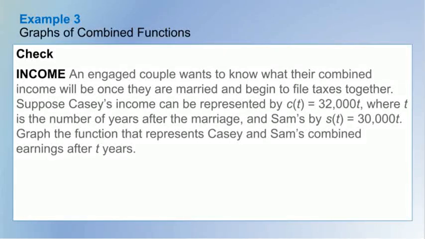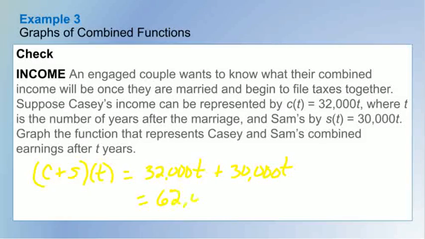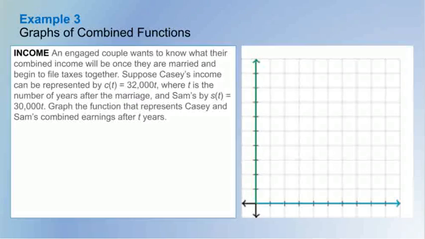So if you're combining them, you're taking C of T and adding S of T together, and that will give us 32,000 T plus 30,000 T, which will give us a total of 62,000 T. So here, we'll just use R of T. This is going to equal 62,000 T. And we can label our axes.